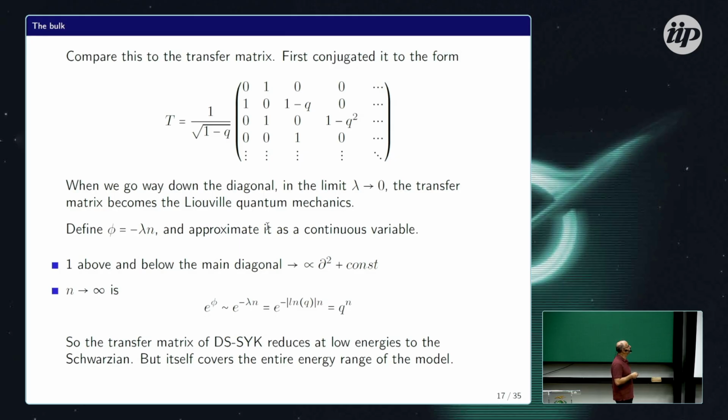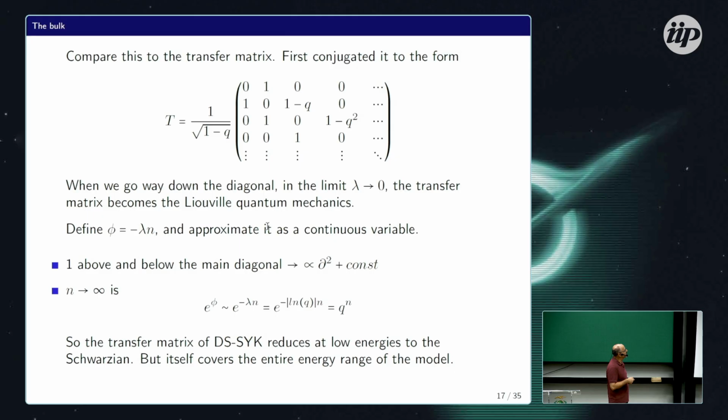conjugate the transfer matrix to this form, and then you see if you go down, which means very, very large distances in space-time, essentially you have one above and below the diagonal, up to a constant that's like a second derivative. It essentially becomes like a lattice model on a ray, just a one-sided lattice model. If you look at the ones and you go down the diagonal, you just get a second derivative.